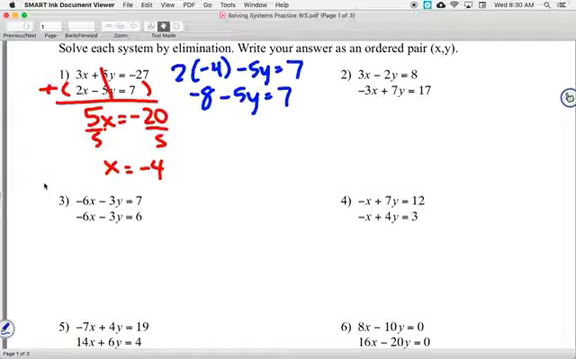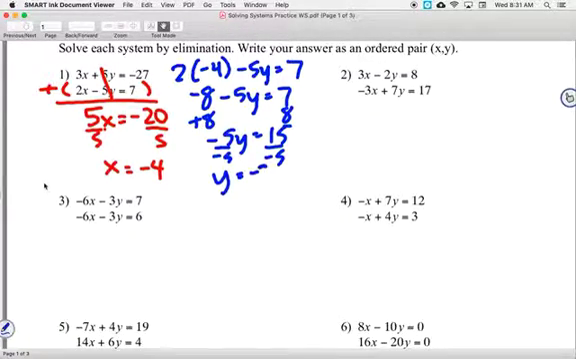Okay. So now we're going to add 8 to both sides. So I get negative 5y is equal to 15. Okay. And then last thing I'm going to do is divide by negative 5, right? So my answer here is y is equal to negative 3.